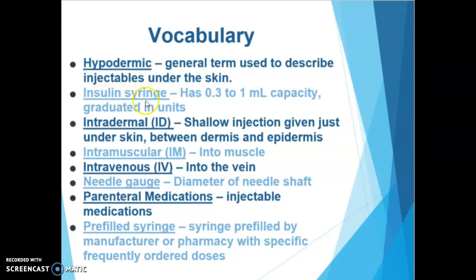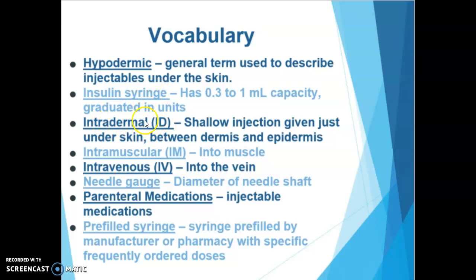An insulin syringe is a very special syringe. It can have a capacity of 0.3 up to 1 milliliter, and the little calibration markings along the side of it are done in units, not milliliters. So we only give insulin with an insulin syringe. No other medication is given with an insulin syringe.